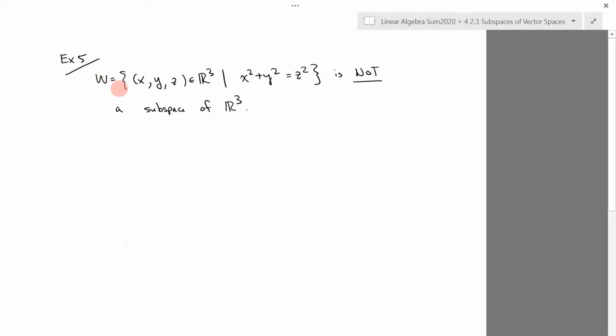Okay, so let's take a look at the last example, where we have this subset of R3, where the x, y, and z coordinates have to satisfy the equation x squared plus y squared is equal to z squared. The claim is that this is not a subspace of R3. Okay, so let's first take a look at condition 1.